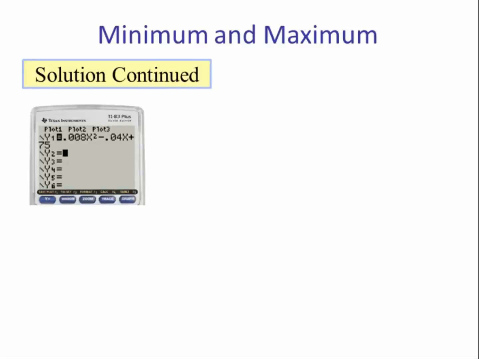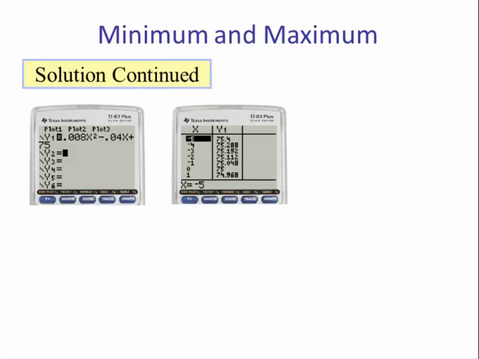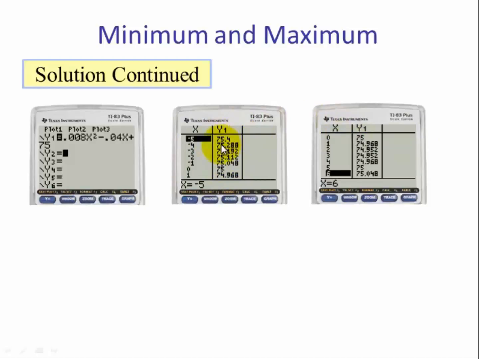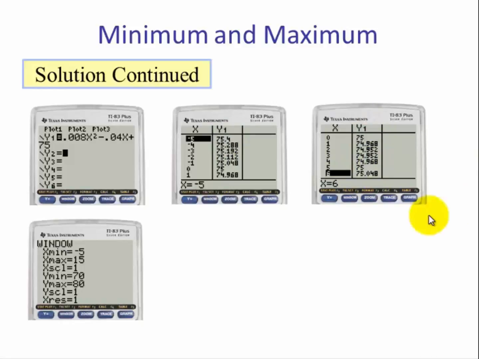To verify this using the graphing calculator, we hit y equals, type in the quadratic. I use the table feature. Starting from negative 5, I'm looking at the y values, so I can set my window, and we see that it's around 75, 74. Hitting the window key, I set my x min at negative 5, so I can see my y-axis. My x max I put to 15. I'm counting by 1. My y min was 70. My y max is 80.